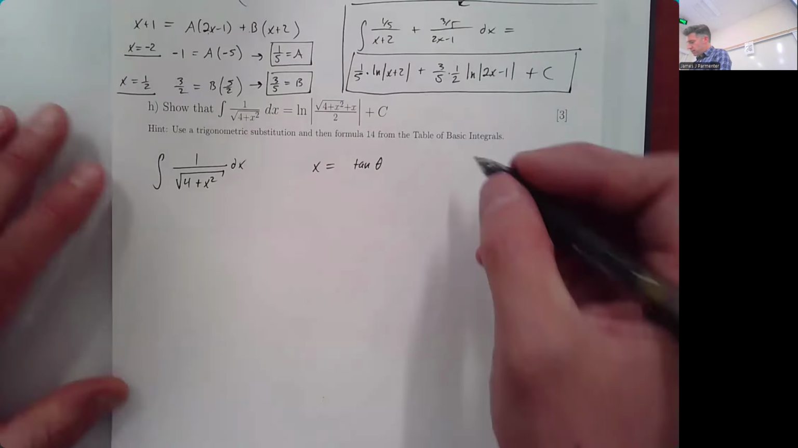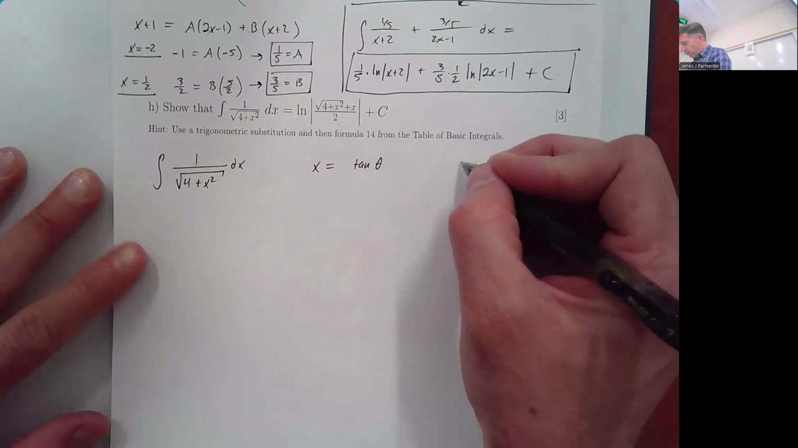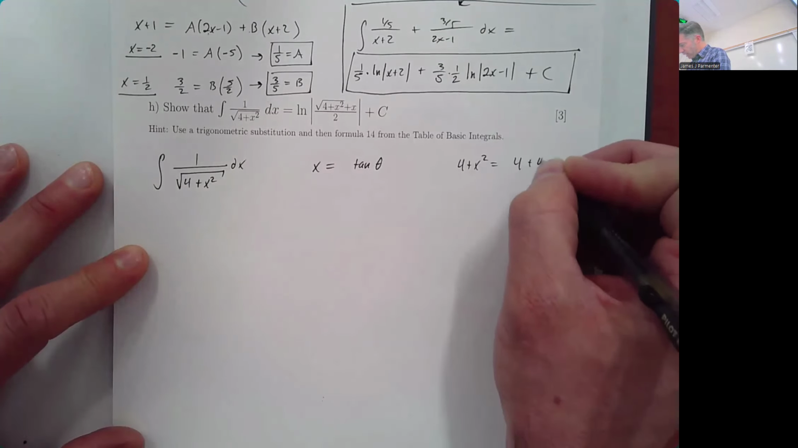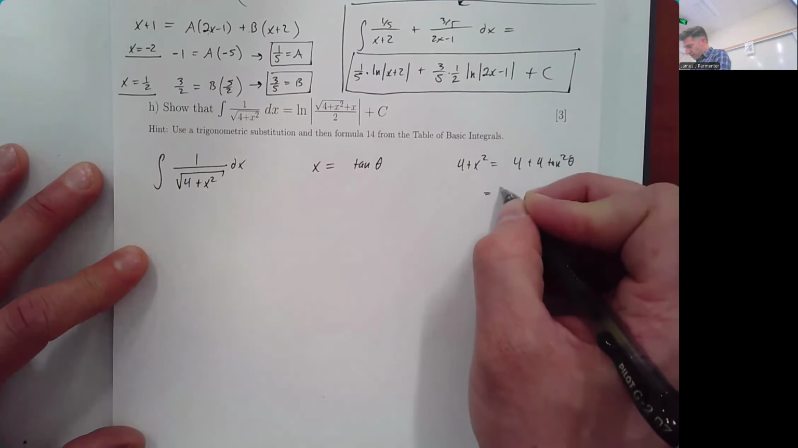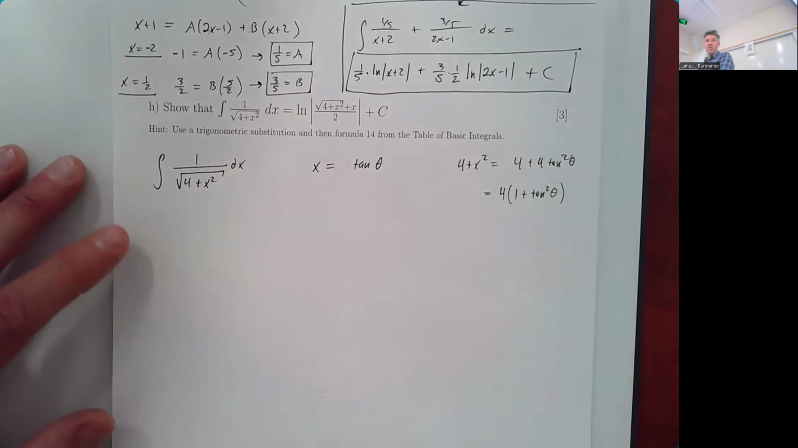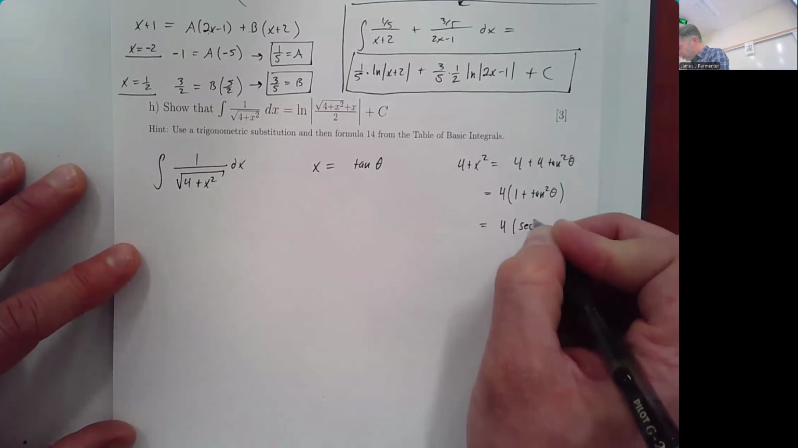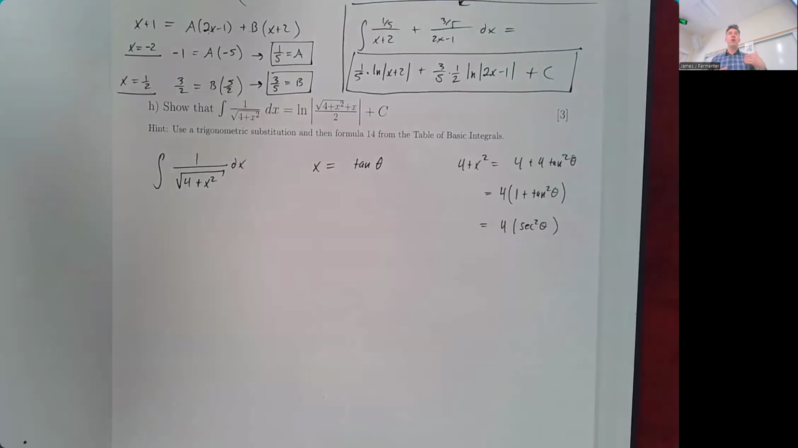We want the 4 plus x squared to turn into a trig identity. We want 4 plus x squared to become 4 plus 4 tangent squared theta, so that then we can factor out a 4 and have 1 plus tangent squared theta, which is equal to secant squared theta. That's always the goal with the trig sub, is that the substitution you're making, the stuff inside the square root, becomes a nice trig identity that just has one term instead of 2 terms added together.